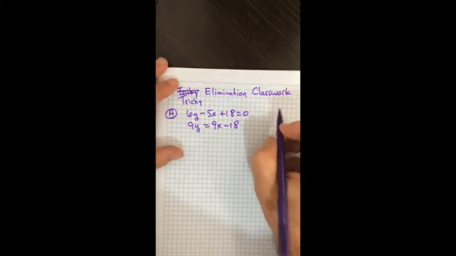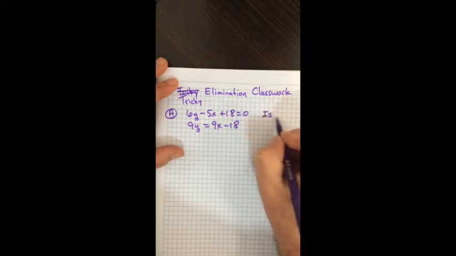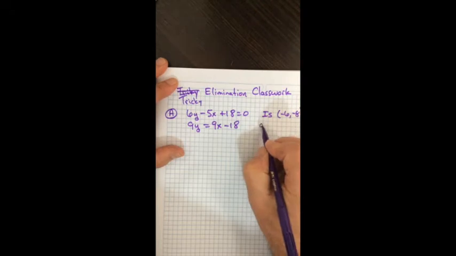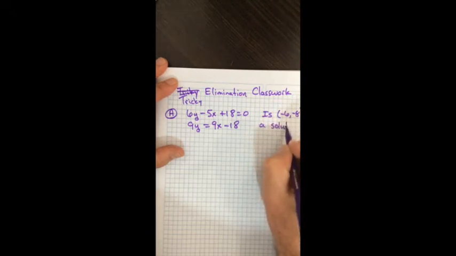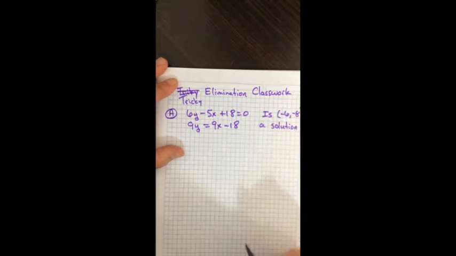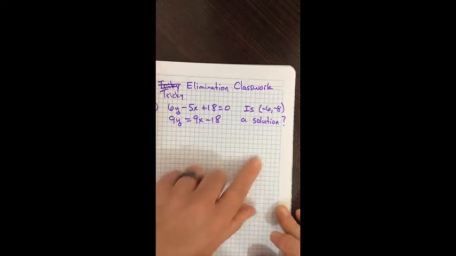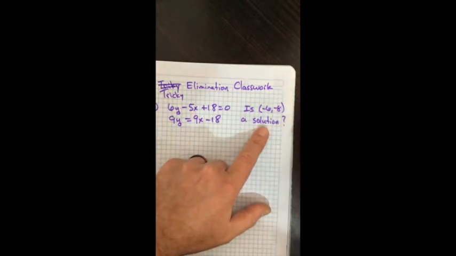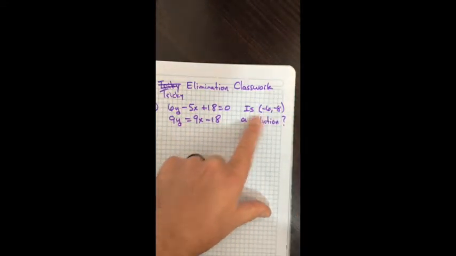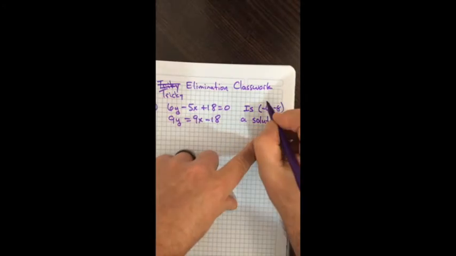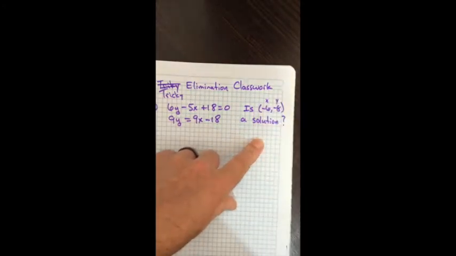And what I want you to do is check and see. I want you to answer the question, is -6, -8 a solution? Okay, so that's the question. Really what we have to do is plug it in. Remember, solutions make both of these true. So we just need to plug these in over here and see if they make them true. Now remember, that's the x and that's the y.